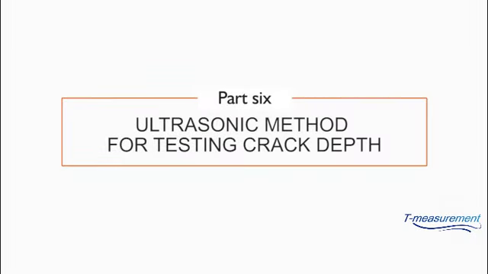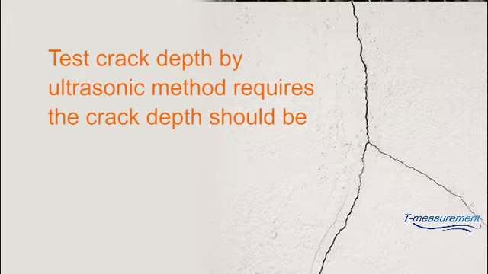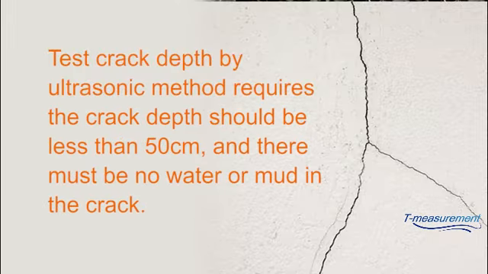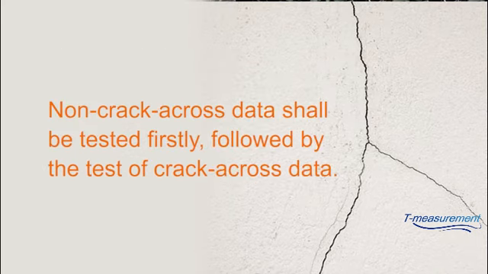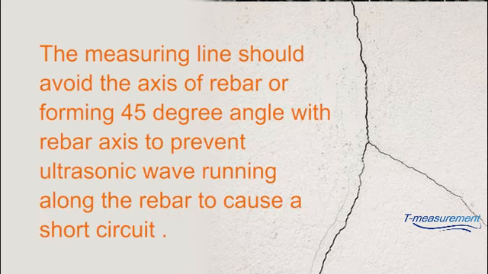Part 6. Ultrasonic method for testing crack depths. Preparation before test. Testing crack depths by ultrasonic method requires the crack depth to be less than 50 cm, and there must be no water or mud in the crack. Non-crack cross data shall be tested firstly, followed by test of crack cross data. The measuring line should avoid the axis of rebar or forming a 45-degree angle with the rebar axis to prevent ultrasonic wave running along the rebar to cause a short circuit.